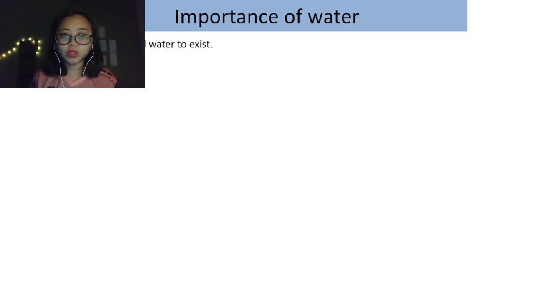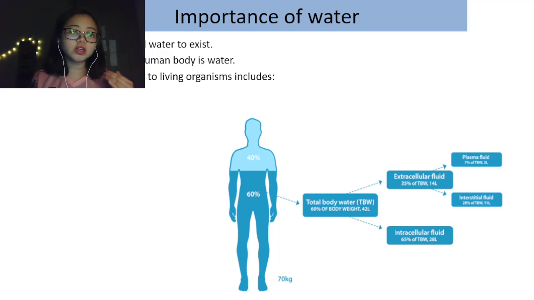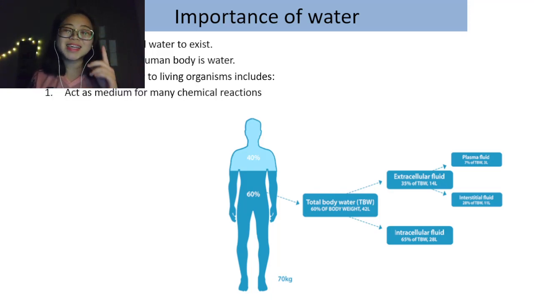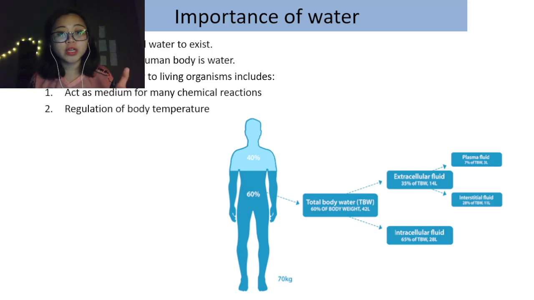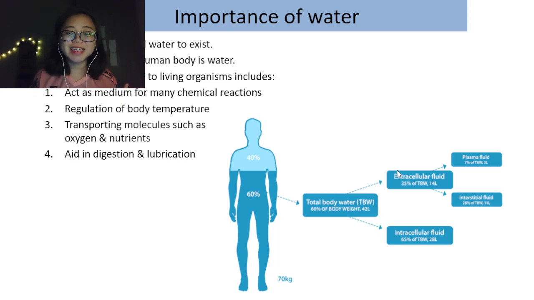Okay, let's look at importance of water. First of all, water is needed for all forms of life to exist. About 50 to 75% of your body is water, and the importance of water to living organisms include: it acts as a medium for many chemical reactions. It is important for the regulation of body temperature. It is important to transport molecules such as oxygen and nutrients, and it aids in digestion and lubrication.